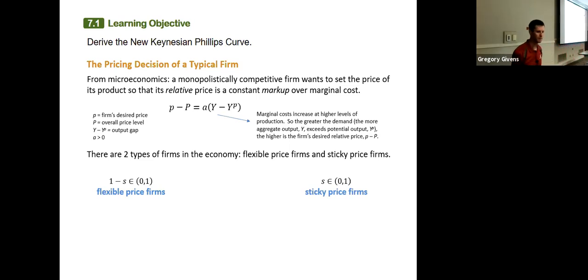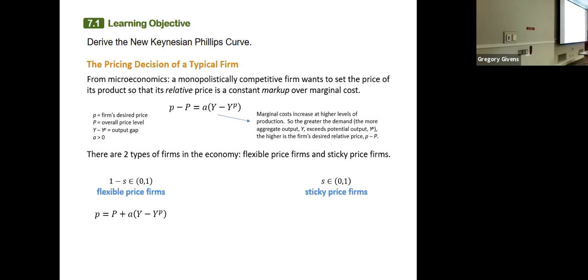Easy enough. Okay, now, if Jameson, let's say that you are the manager of a flexible price firm, how are you going to want to set your desired price? Easy. If you have fully flexible prices, you want to follow this optimal price setting rule. You're going to set your own individual price equal to the overall price plus this fraction A or constant A times the output gap. You're setting your own relative price as a markup over marginal cost, okay? That's how the flexible price firms behave.